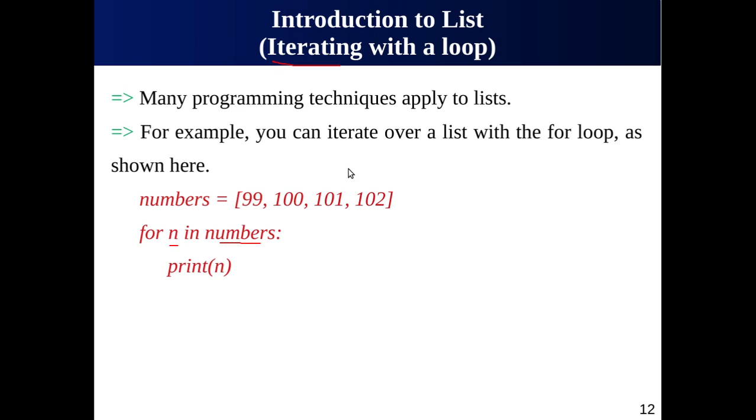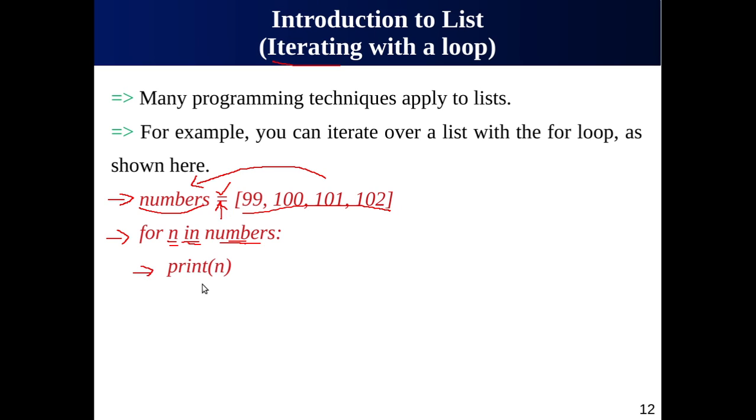Many programming techniques apply to list. For example, you can iterate over a list with the help of a for loop as shown here. What's happening here? You are quite familiar with it. We have a variable and we have a list which contains 4 elements. They are enclosed in brackets and they are separated with the help of commas, and we assign them to the variable with the help of the assignment operator. Then we have a for loop. This is a variable, in is the keyword, and it takes value from this list.